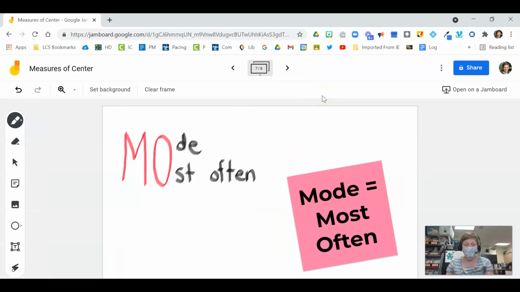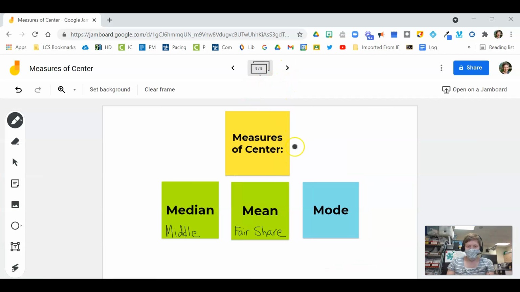Each day I've been trying to give you a way to remember them. I like to think about it like this. See how the word mode starts the same as most often. Every single time I think mode, I say in my head mode, most often, and they start in the same way with that MO. That might help you.